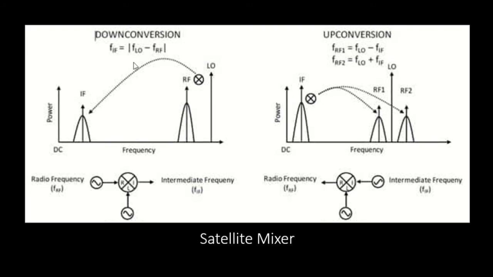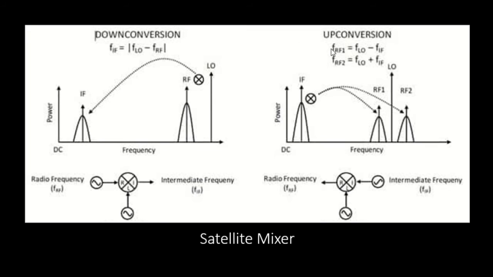So another channel, FLO plus FRF, is not used. It filters out, so only this frequency goes to the decoder, okay, on the receiving side.